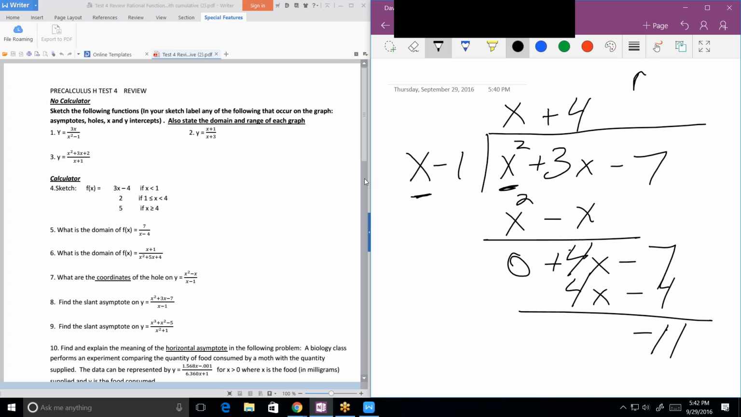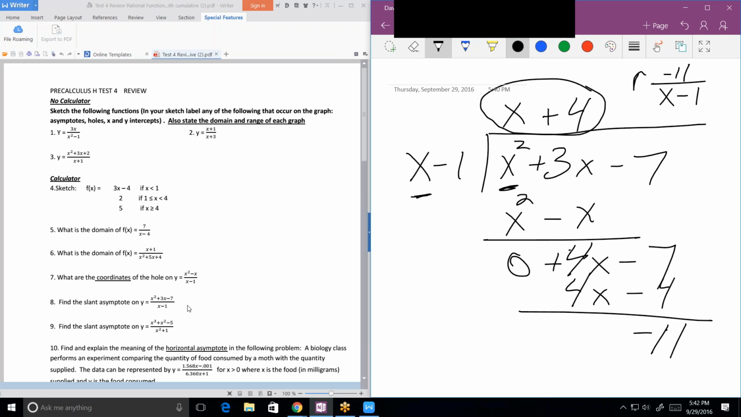So we have a remainder of minus 11, and your remainder is always divided by your divisor. So that's the answer. The equation of the slant asymptote is this linear function, always. You don't care about the remainder. I mean, you care about the remainder in the sense that it tells you you're going to have a vertical asymptote at 1, but we knew that from looking at the original function. We know there's a vertical asymptote at x equals 1. The question is, where's the slant asymptote?